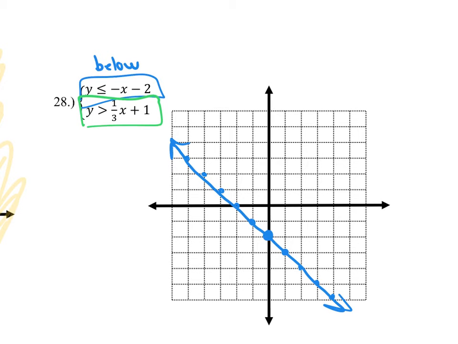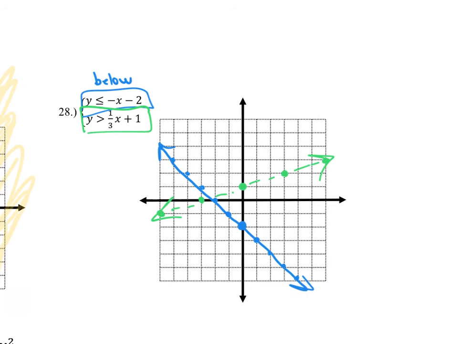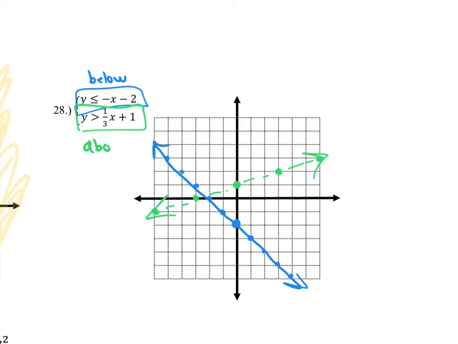Now for this one, it has a y-intercept of 1 and a slope of up 1 over 3. There's no line under its inequality, so it's going to be dotted. And I'm going to be shading this one above because it's y is greater than. So I'll go ahead and do that one first. I need to shade everything above my green line, which would be those two sections there.